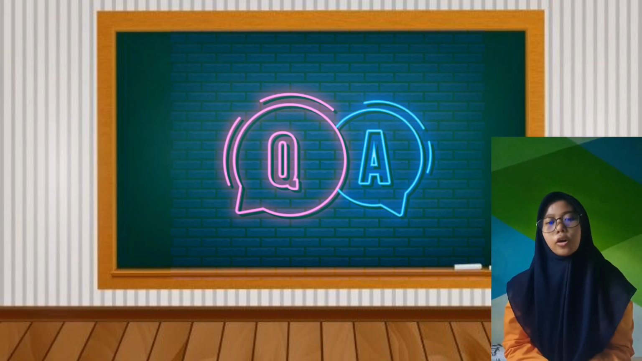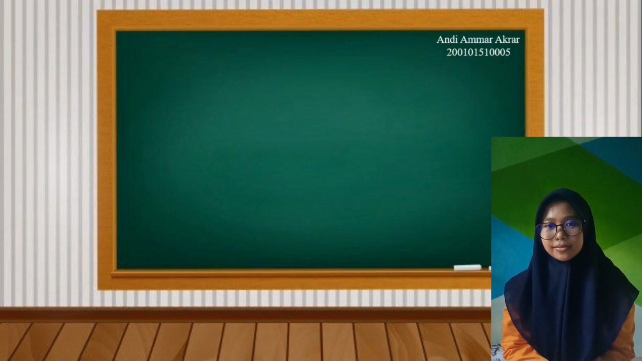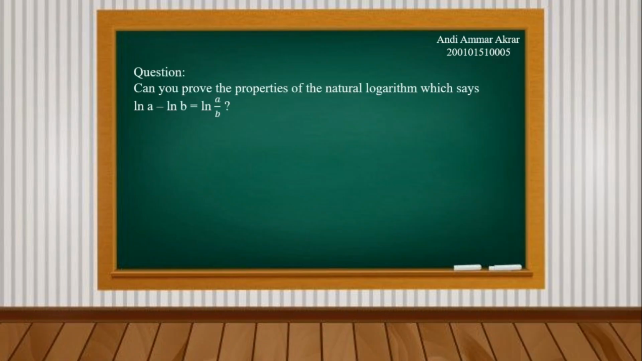The question is, can you prove the property of the natural logarithm which says ln A minus ln B equals ln A over B? In this case, I will try to prove this property using one of the properties of the natural logarithm, which is ln A plus ln B equals ln AB.